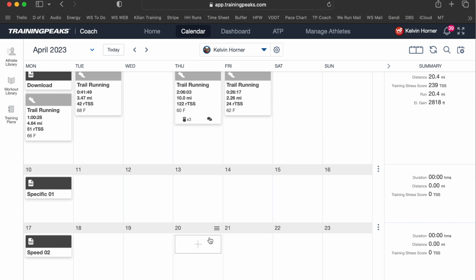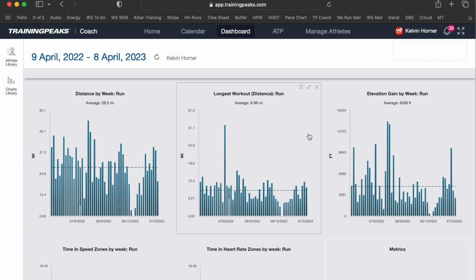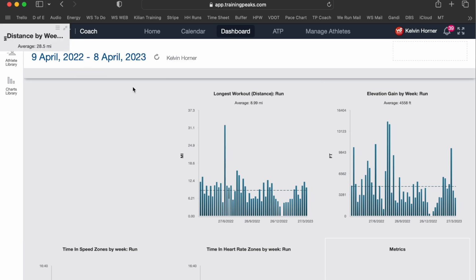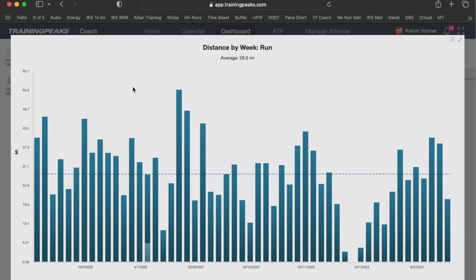But what I love about TrainingPeaks is monitoring my training. If I go into my dashboard here, I can see a lot of detail over long periods of time. This is over 12 months. So I can go into run distance over the last 12 months, and I can look for patterns. That's Ultra Trail Snowdonia last year, I think it is.